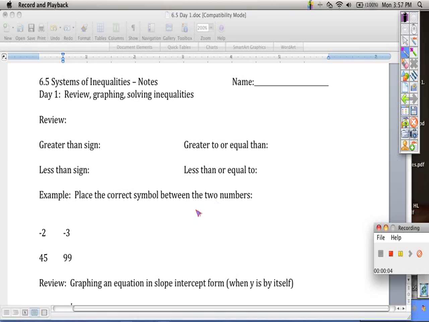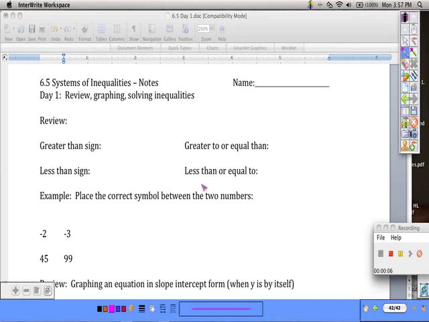6.5 Day 1 deals with some graphing and solving of inequalities. We're going to start out with just the inequality symbols. Greater than sign. Remember, we read left to right. So if something is greater than something else, this mouth is going to open to the left. Something less than, the mouth opens to the right.